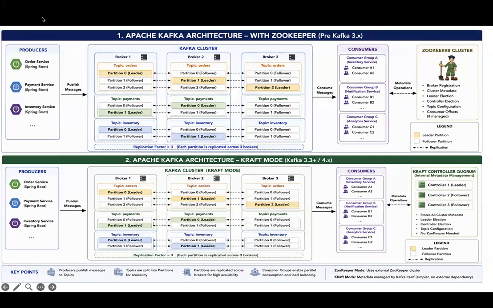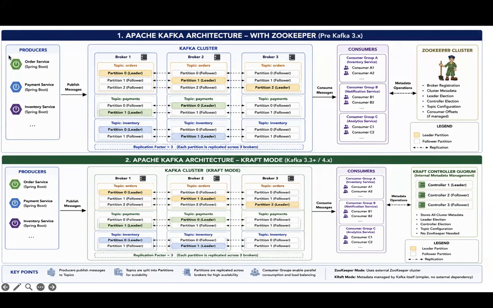Welcome back. Today we are going to see Apache Kafka architecture with ZooKeeper and in KRaft mode. Before Kafka 3.x, ZooKeeper was there, and after 3.3, Apache Kafka has KRaft mode. So we will see what the difference is.